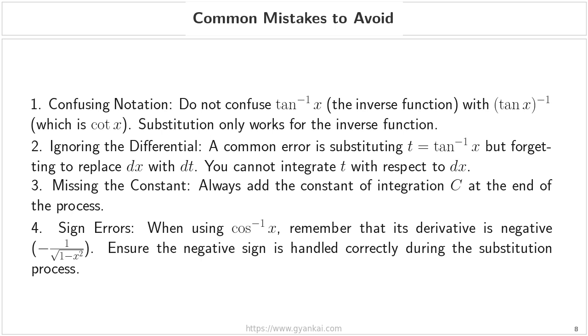4. Sign errors. Finally, let's talk about cos inverse x, or arc cosine of x. The derivative of cos inverse x is -1 over the square root of 1 minus x squared. It's easy to forget that negative sign. When you're doing your substitution, make sure you carry that negative sign along correctly. A missed negative sign can completely change your answer, so pay close attention to it, especially when dealing with cos inverse x.